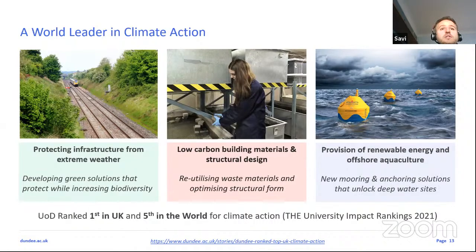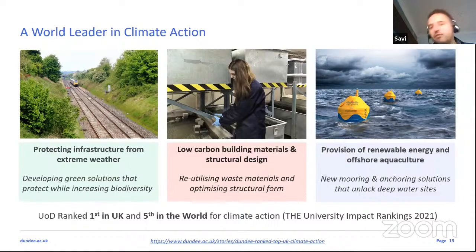Developing green solutions which can protect the environment while increasing biodiversity is one of the missions of our geotech groups. The group in materials and structural design, which I belong to, we do a lot of work into optimization of structural form. So basically reducing the quantity of material that is needed for structural designs, but also reutilizing waste material is one of our missions. And then also the people in fluids, they work a lot in provision of renewable energy and offshore aquaculture. So you can understand that we do a lot of research.